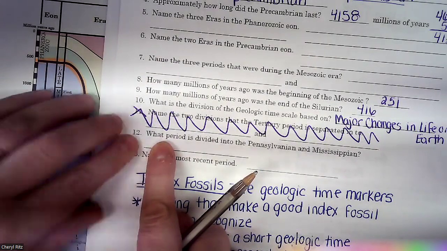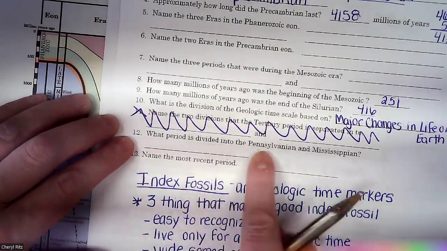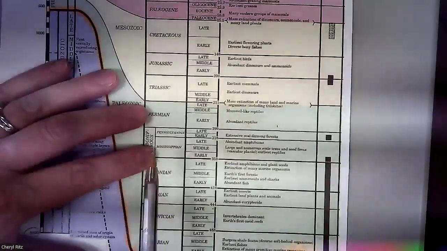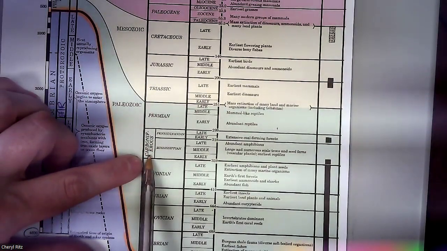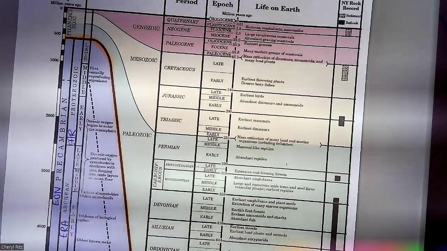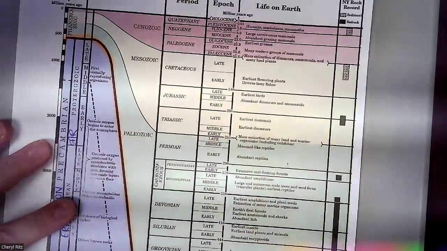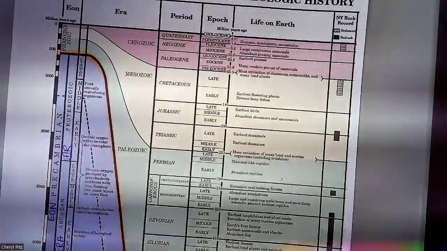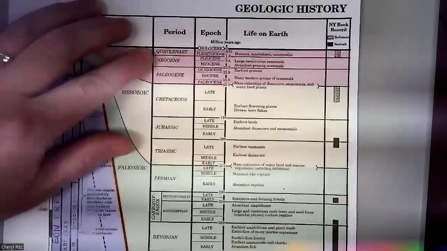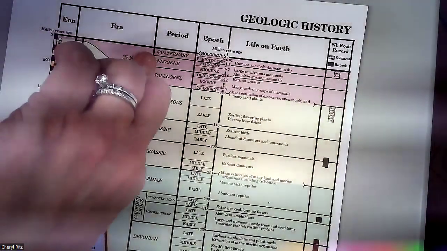Number 12, what period is divided into the Pennsylvanian and Mississippian? Pennsylvanian, Mississippian, Carboniferous. And what is the most recent period? Now, when they say period, your answer better come from this column. Which one's the most recent? Yeah, it's at the top. I think it's pronounced Quaternary, but again, could be saying that wrong.